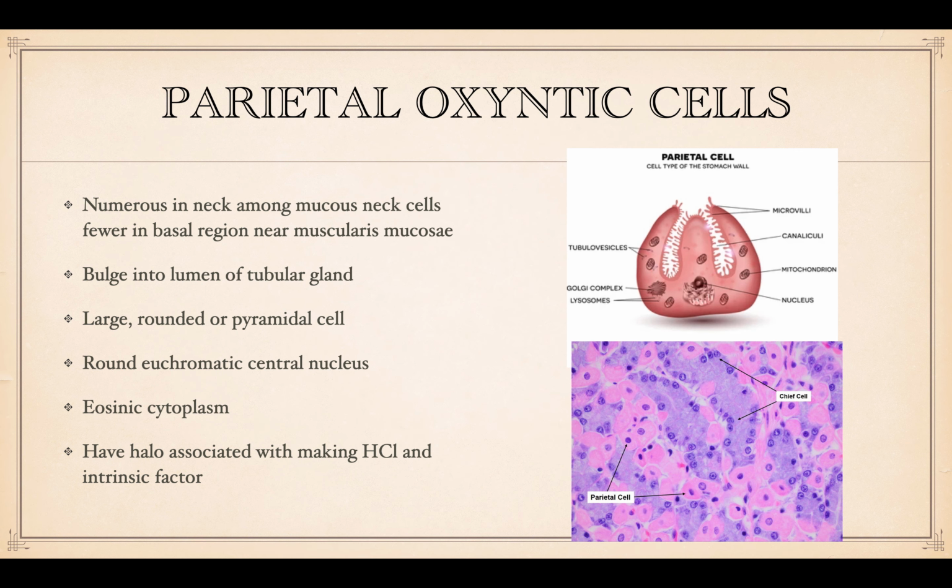The parietal oxyntic cells are going to be in the neck, among the mucus neck cells, and not so much in the basal region. And those will bulge into the lumen, and they contain a round euchromatic central nucleus, so it's very dark, as you can see here, and an eosinophilic cytoplasm, and something called a halo, and that creates the hydrochloric acid and the intrinsic factor.